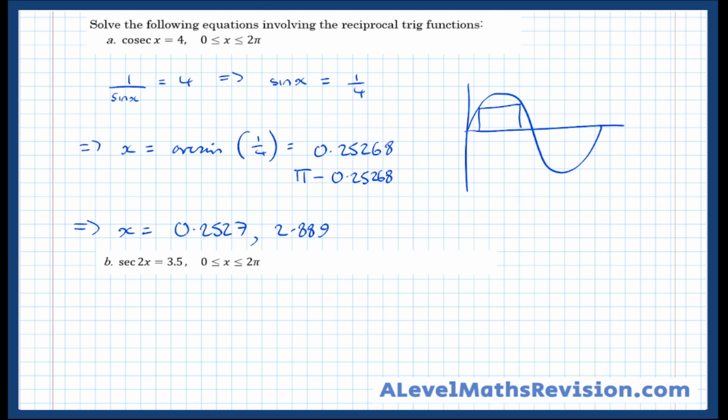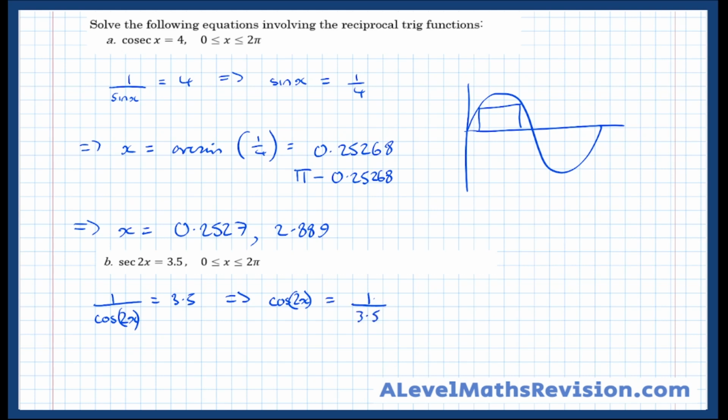And this is it here. So maybe you know what to do. Maybe you want to pause the video, have a go at it yourself. But I'll carry on with it. So sec of 2x is 3.5. So that means 1 over cos of 2x. The reciprocal of cos 2x is sec 2x, equals 3.5. Well, that means that cos of 2x must equal 1 over 3.5.